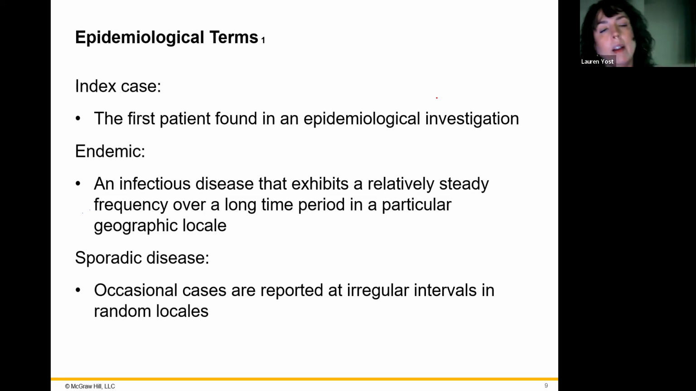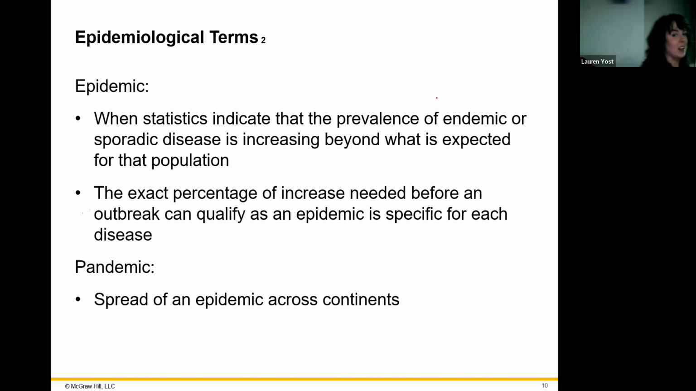Whereas sporadic, that's going to be some random cases in random locations and random intervals. So if you get bit by a raccoon tonight while you're taking out your trash, that's going to be sporadic, right? That's not going to be endemic. That doesn't usually happen. We don't see any cases of that.